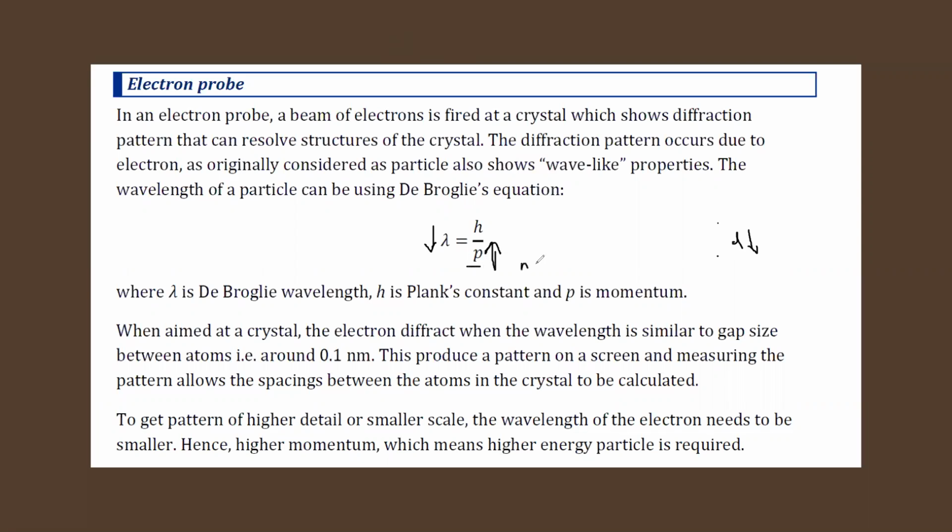How to increase the momentum? Mass is constant, so we increase the speed. And how can we increase the speed? We use an electric field to accelerate this electron. So for accelerating the electron, we increase the voltage, so it will have higher speed.